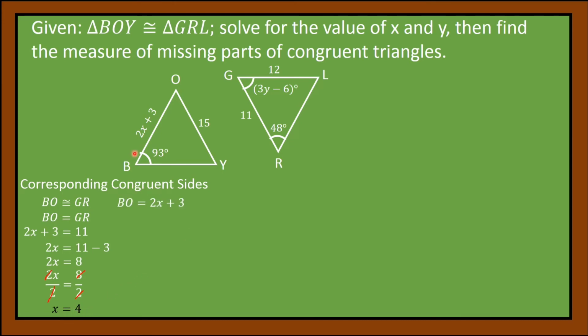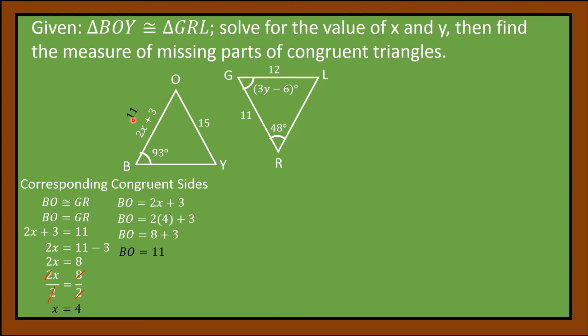Next, so we can now get the value of side BO. So again, side BO is equal to 2x plus 3. So we will substitute the value of x that we got into our equation. So side BO is equal to 2 times 4 plus 3. So 2 times 4 is equal to 8 and 8 plus 3 is equal to 11. So it means that the measure of our side BO is equal to 11.